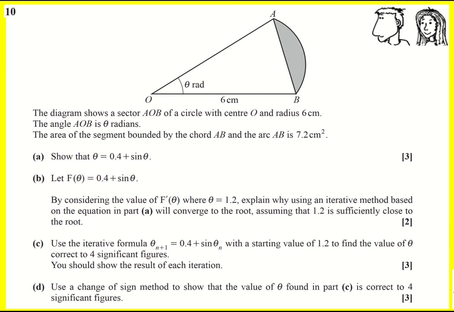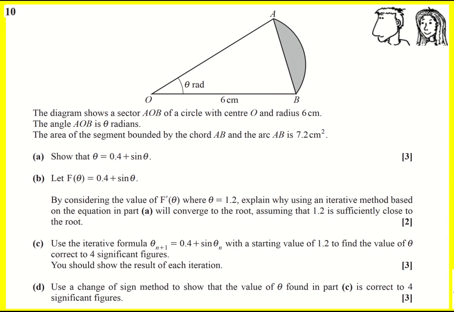We've got a sector as shown, and then a segment is bounded by a chord, and the area of it is 7.2. And then we're asked to show that theta equals 0.4 plus sine theta. Well, this is going to involve writing something down for the area of the sector and the area of the triangle and subtracting to get the area of the segment, which we know.